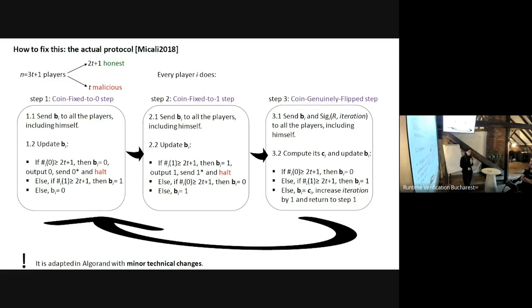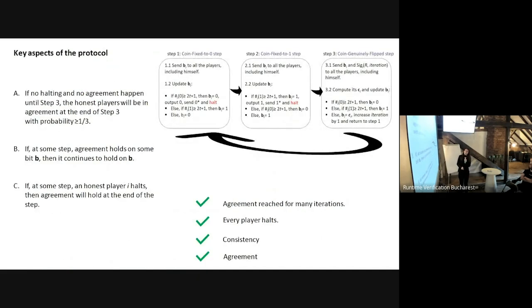Yeah, exactly. We are talking about bits, as this is the version of the Byzantine Agreement Protocol that we've implemented. Okay, so the main takeaways of these protocols: if no player gets to halt until step three and the players don't get agreement on their bits, then at the end of step three, they will be in agreement with probability at least 1/3.